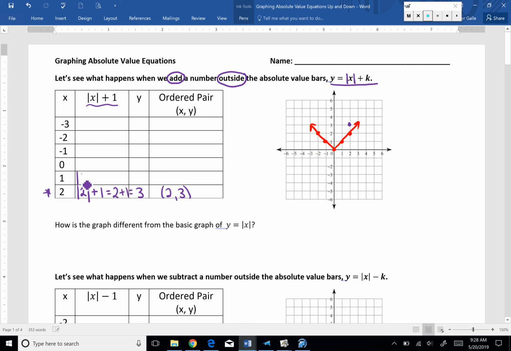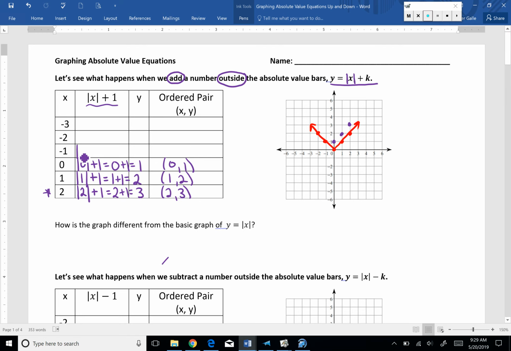Next, we put a 1 in for x. Absolute value of 1 is 1. 1 plus 1 is 2. So 1, 2. We only have 2 points right now, so we're not sure what our V is looking like quite yet. So let's keep rolling. Put a 0 in for x. Absolute value of 0 is 0. 0 plus 1 is 1. So 0, 1. Now we have 3 points, but we still just have a straight line. Not real sure when our V is going to change directions.